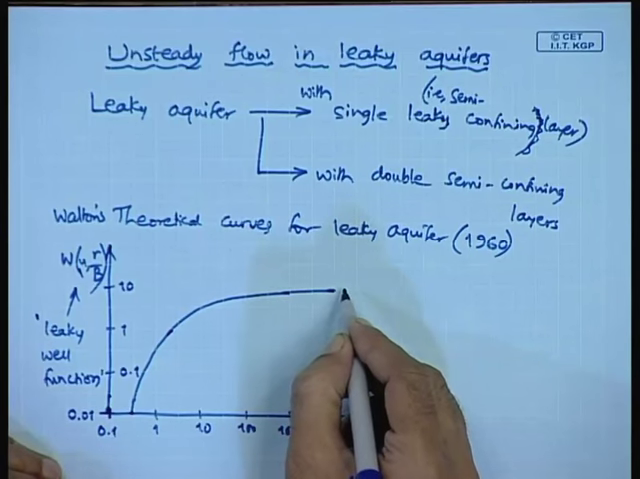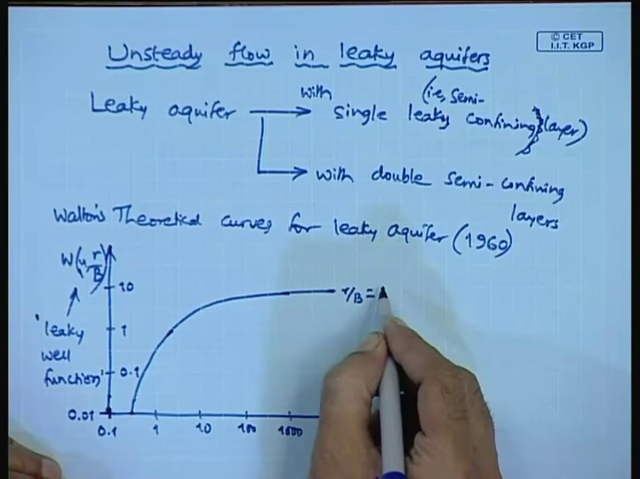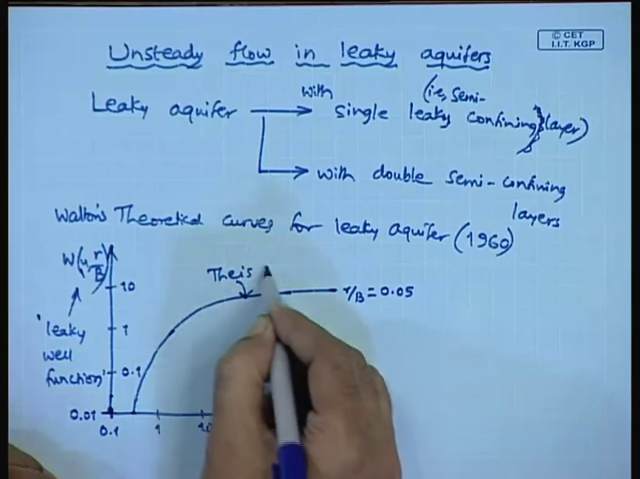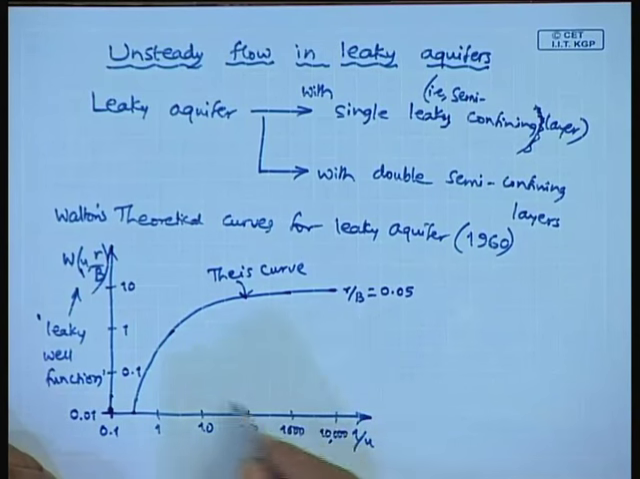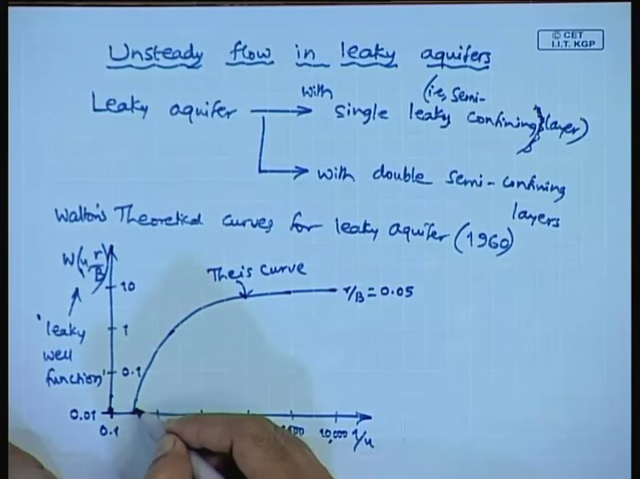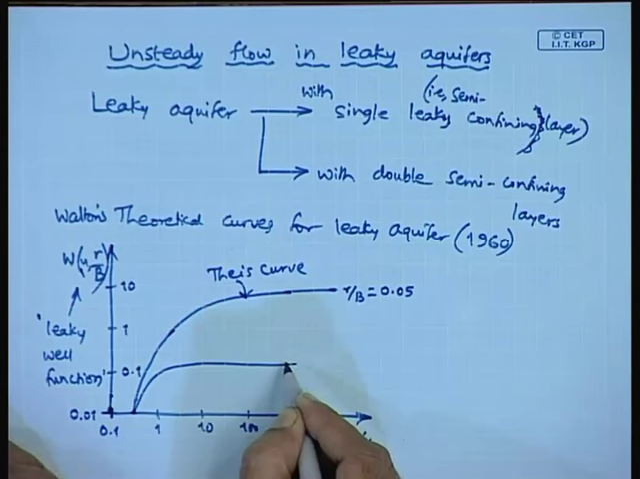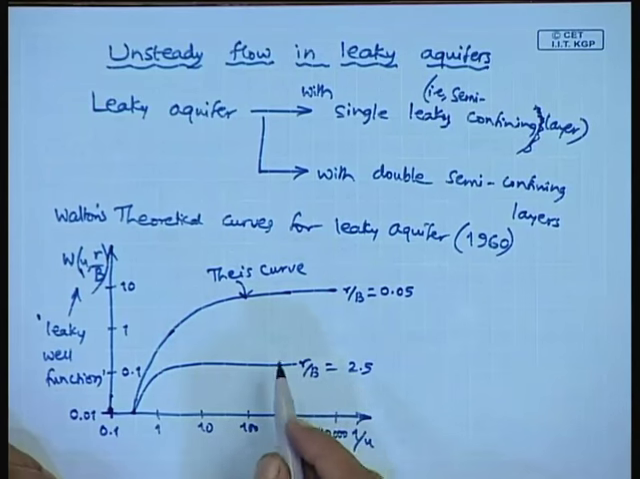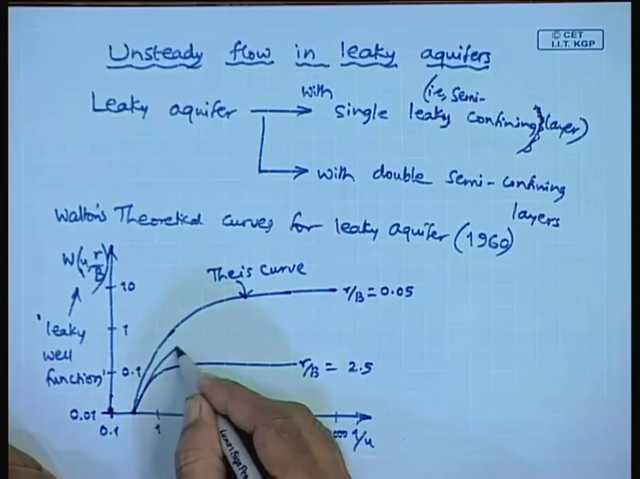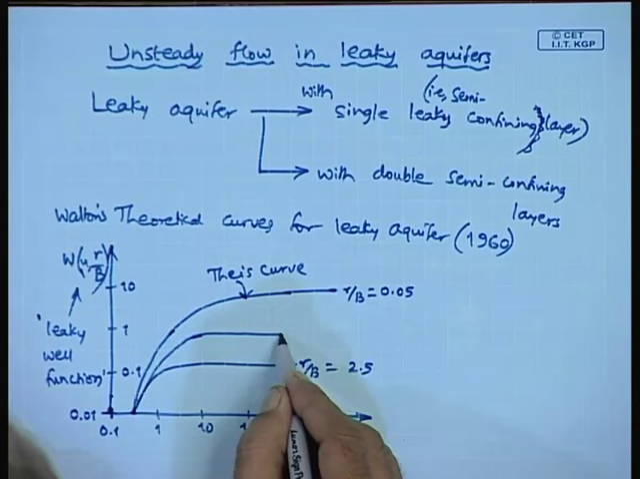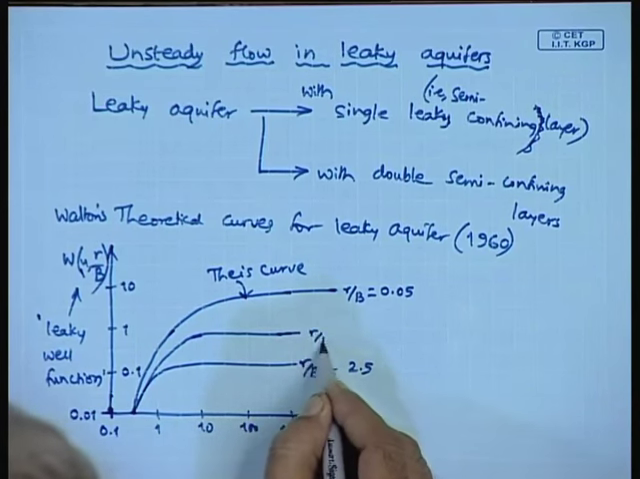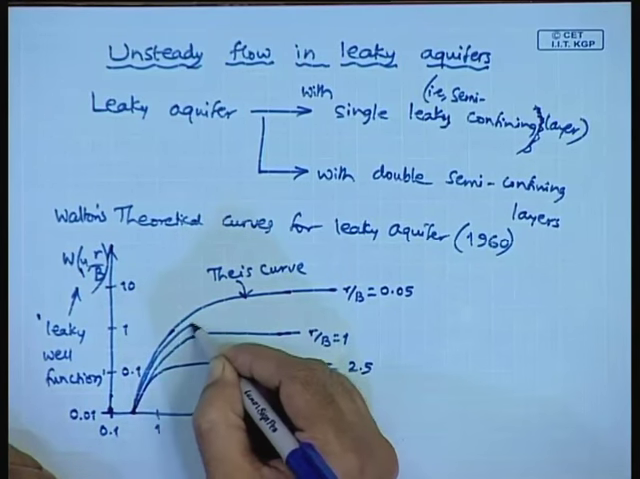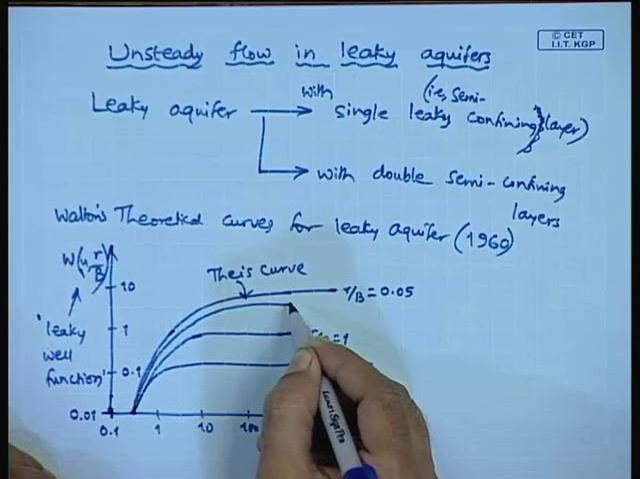So here this is r/B equal to 0.05, and this is the Theis curve, and from the same point, this is r/B equal to 2.5, and in between there are different curves. So this is r/B equal to 1, and here this is r/B equal to 0.1.